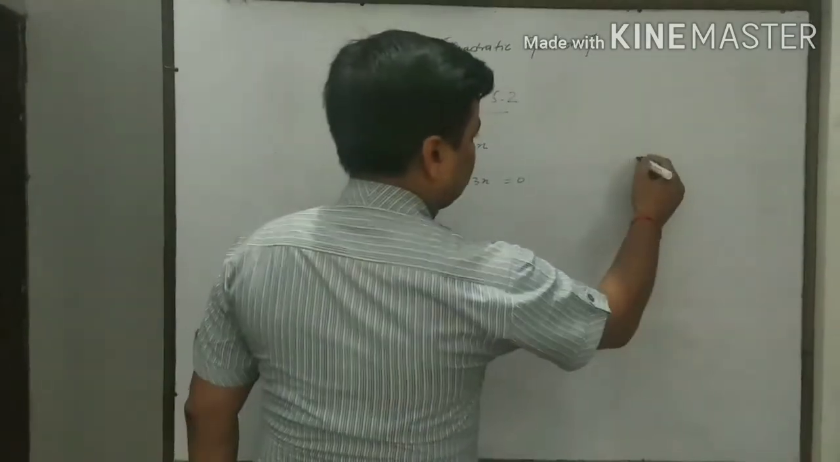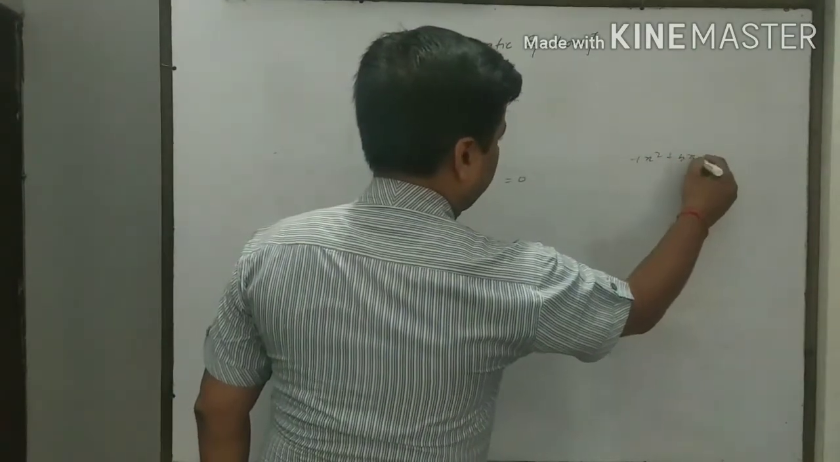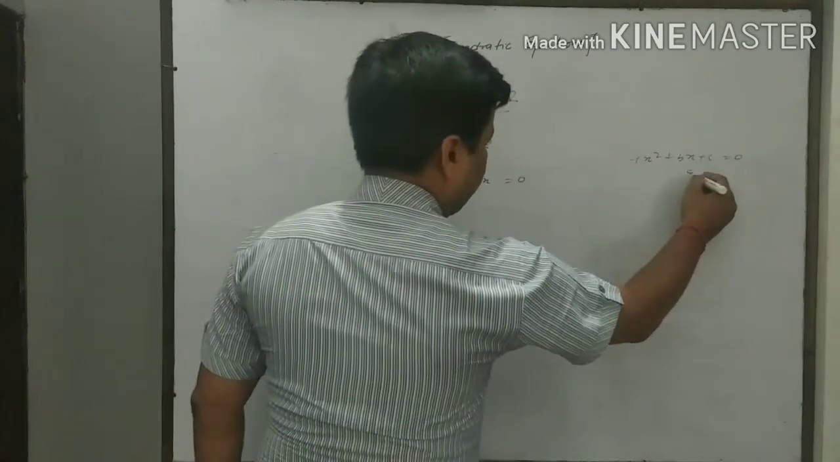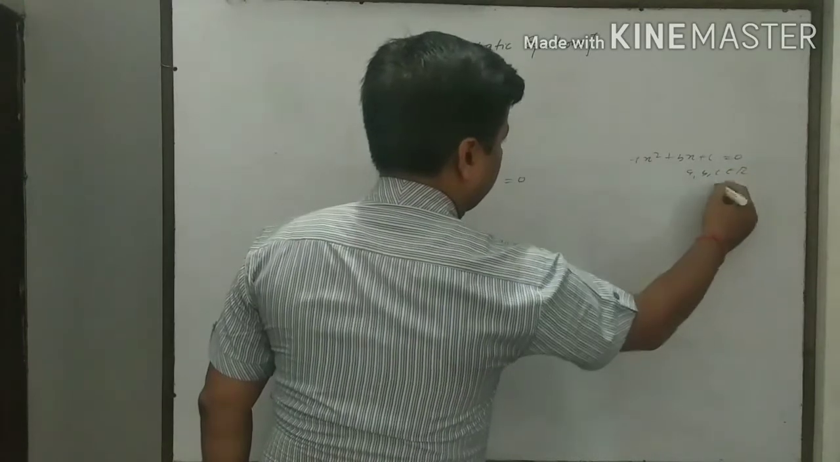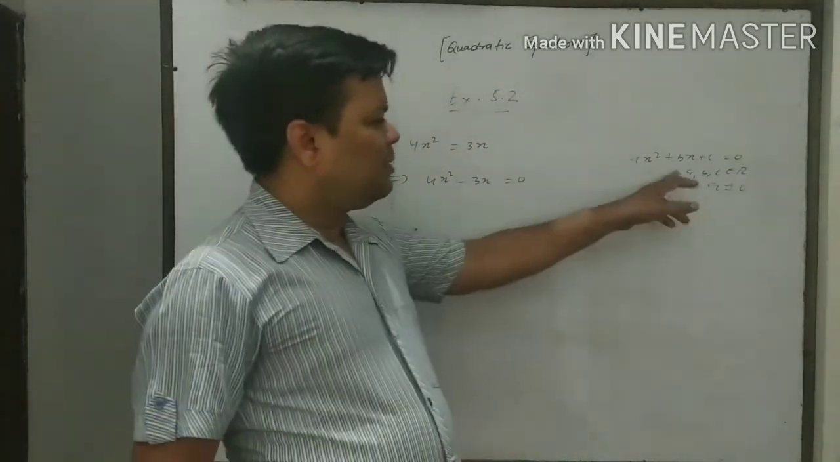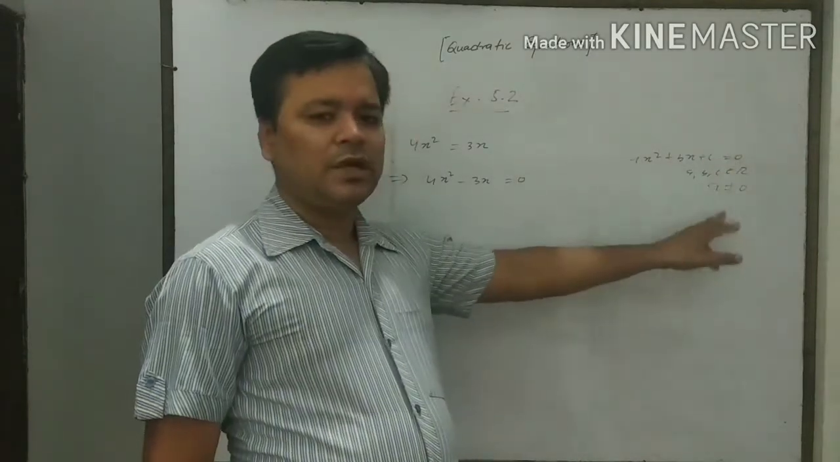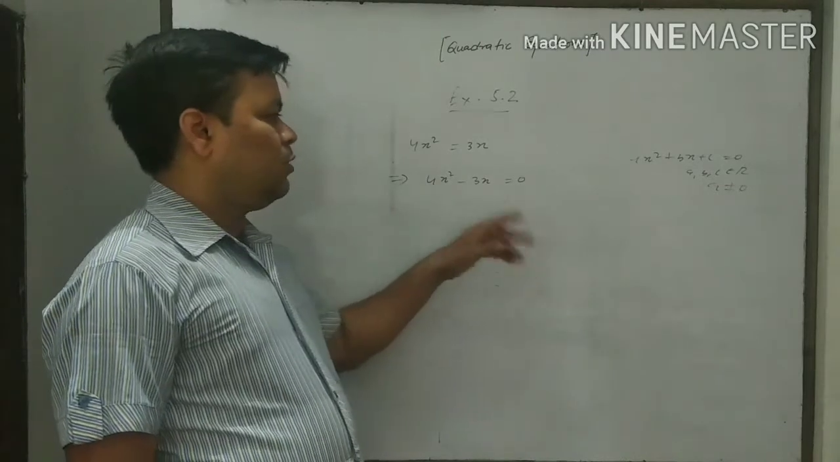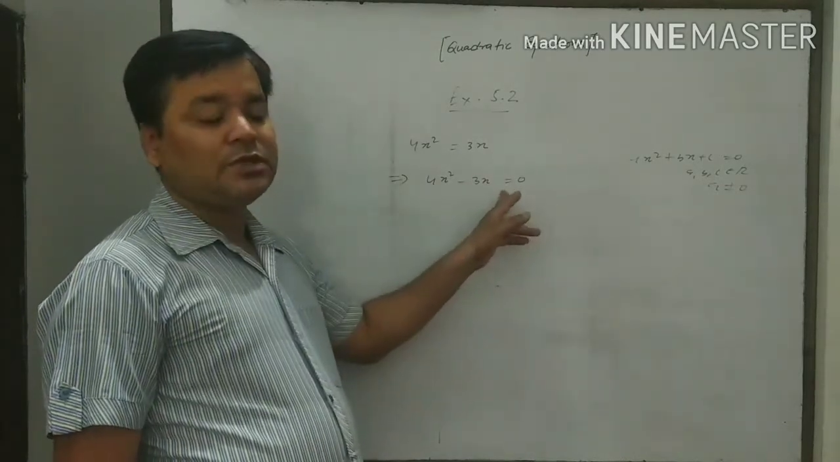The standard form of the quadratic equation is ax square plus bx plus c is equal to 0. And I told you, where a, b, c belong to real numbers, the value of a is not equal to 0. The value of b may be 0, value of c may be 0, but not a. Here value of a is equal to 4, value of b is equal to minus 3, but value of c is what? 0.